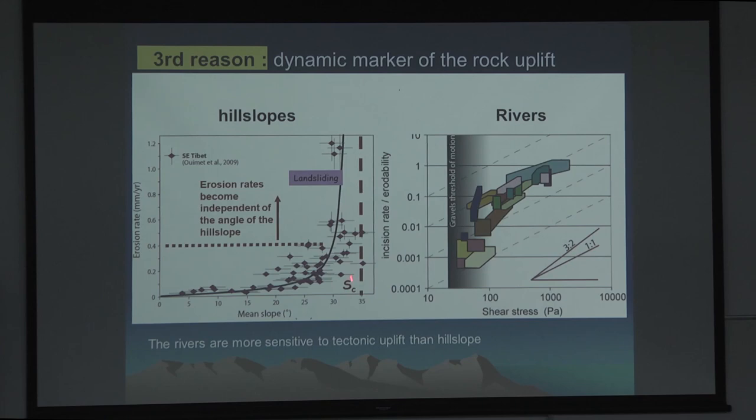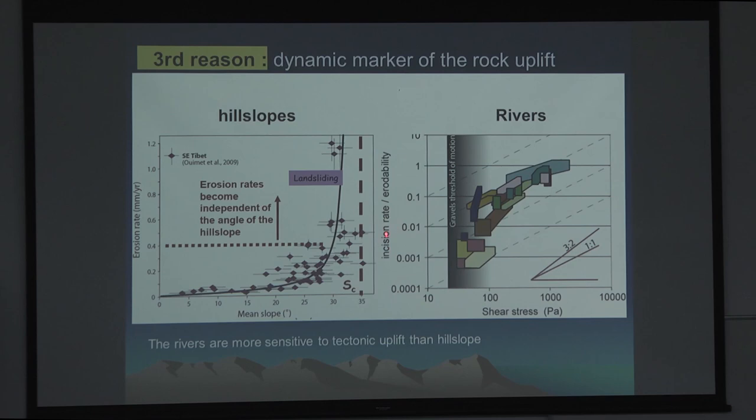So for erosion rate and uplift rate higher than 0.3, 0.5 millimeter per year, then all the slopes become close to 30, 35 degrees. So if you go in some mountain and you say, okay, the slope is at 30, 35 degrees on average, you are not able to say the erosion rate is 0.5 or the erosion rate is 3 millimeter per year. So this kind of saturation makes the hill slope angle uninteresting in some way to decipher the underlying uplift rate and the erosion rate of the region.